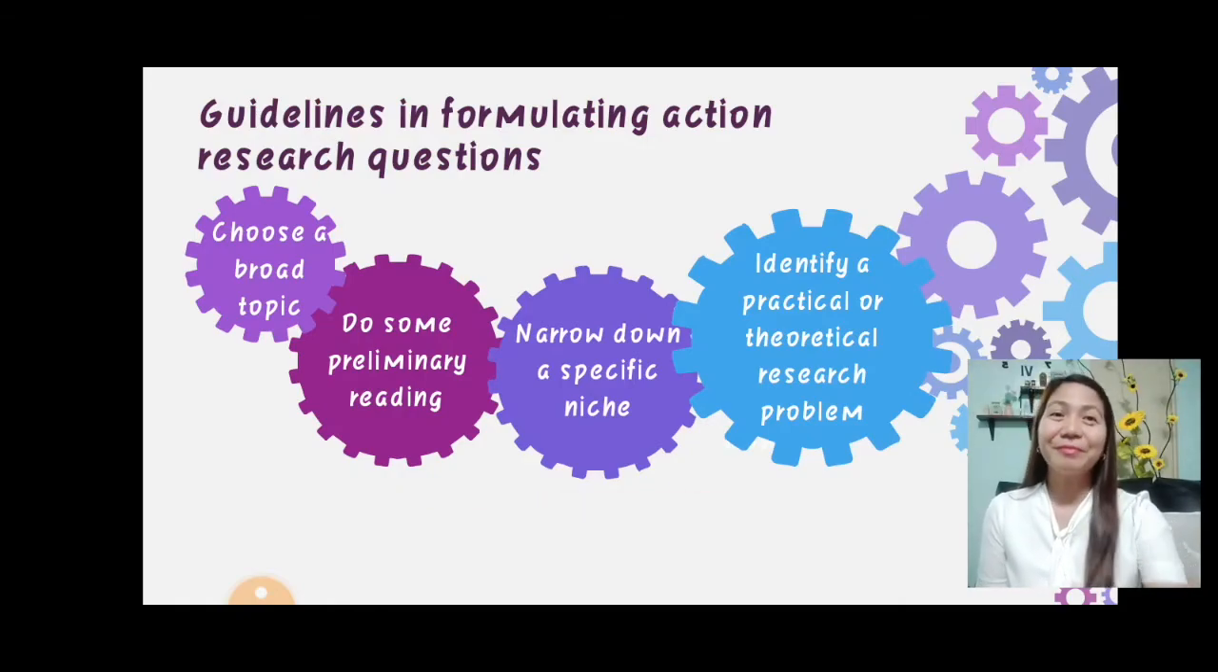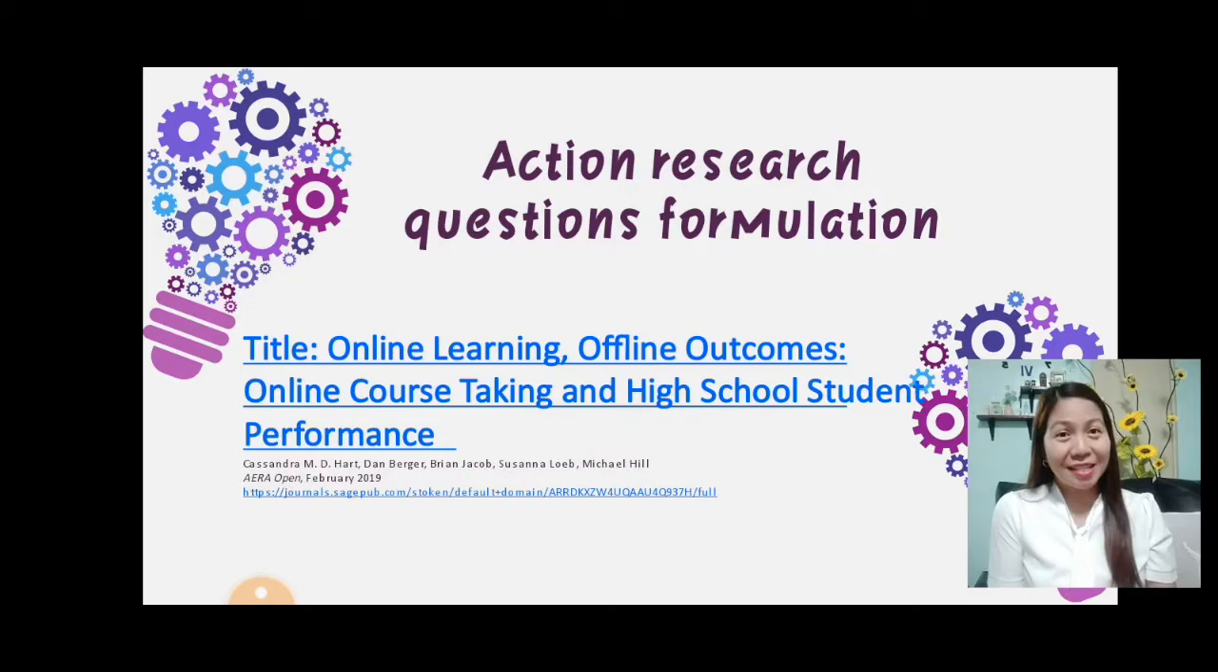With that, as I mentioned a while ago before we started, one of our objectives is that you're going to formulate an action research question. Based here on the title, Online Learning, Offline Outcomes, Online Course Taking, and High School Student Performance by Cassandra Hart. So it is actually a study. Now you are going to make an action research question out of this. Just one research question. I know you can come up with this.